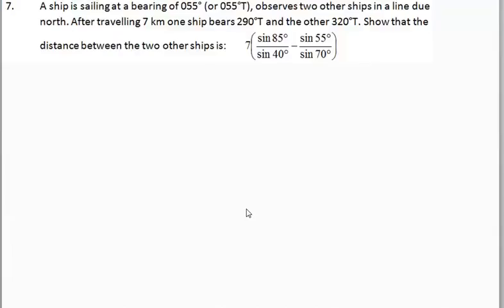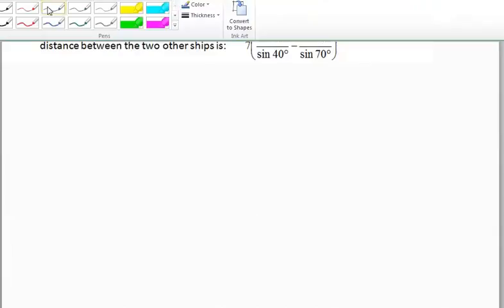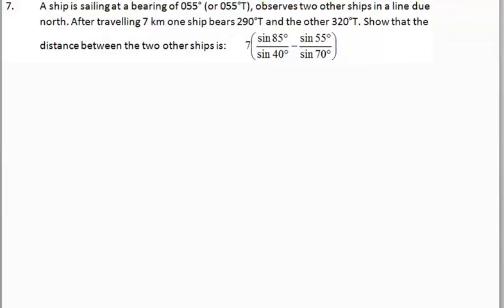Worksheet 4.1, question 7. So here we have a ship sailing at a bearing of 55 degrees, or 055T. So we're going to draw our compass bearings in to start with. We have our north, our 0, our east 90 degrees, south 180 degrees, and west 270 degrees, back to 360 degrees here. So here we're sailing at a bearing of 55 degrees.